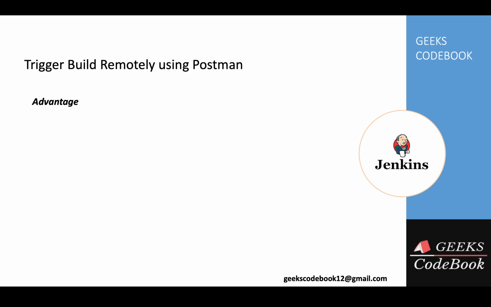What is the advantage of this method? Let's say you have multiple developers and a developer wants to trigger a job remotely, but you do not want to give access to any developer so that they can't see what is written inside your job, or you don't want to give read access to your jobs. In that case you can give a Postman collection to trigger these jobs. The advantage is you can pass parameters as part of this method.